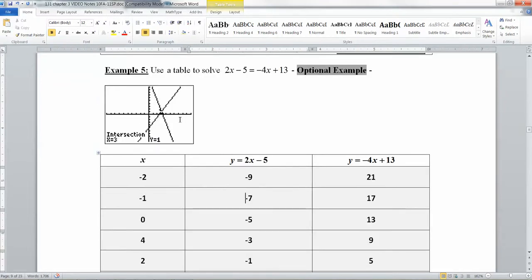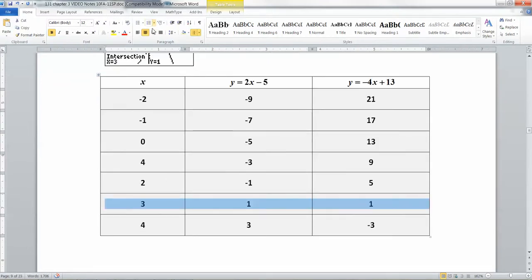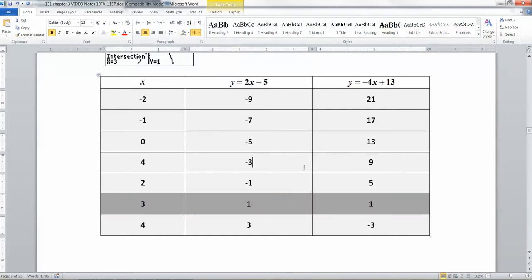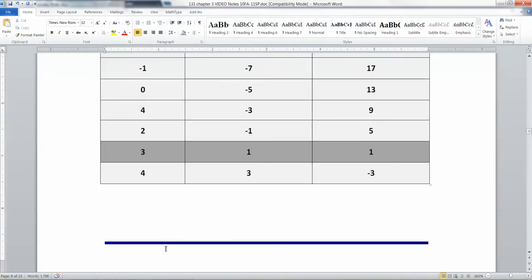You didn't have to draw a graph of this. You can see they intersect right here. See how it's 3, 1 like that? So that means that they intersect, right? So the two lines intersect at 3, 1. Now that's not your solution though.